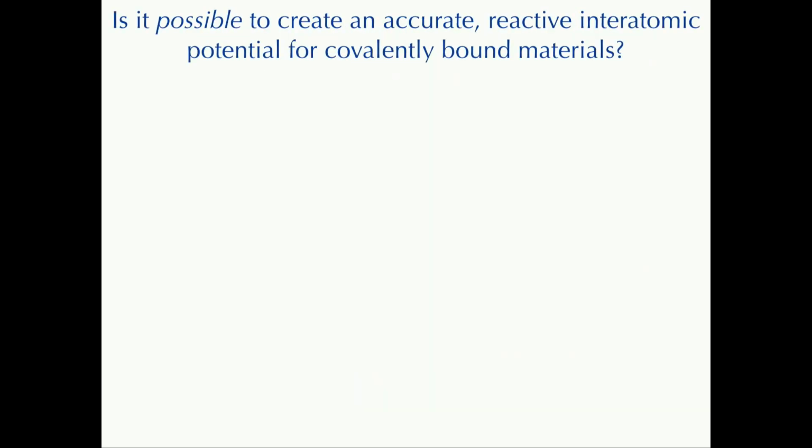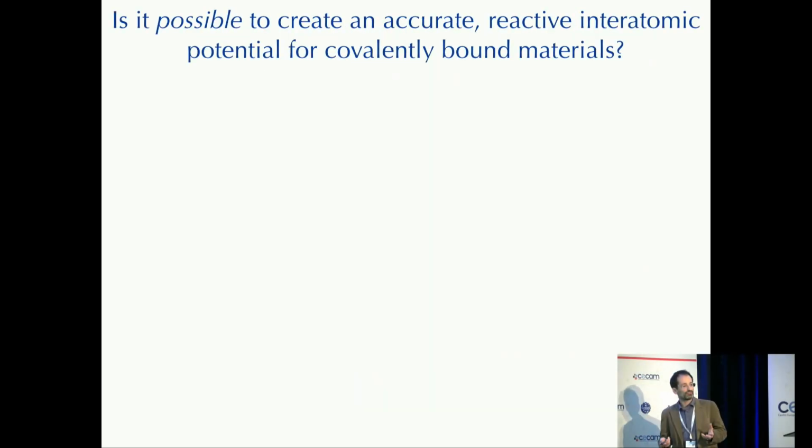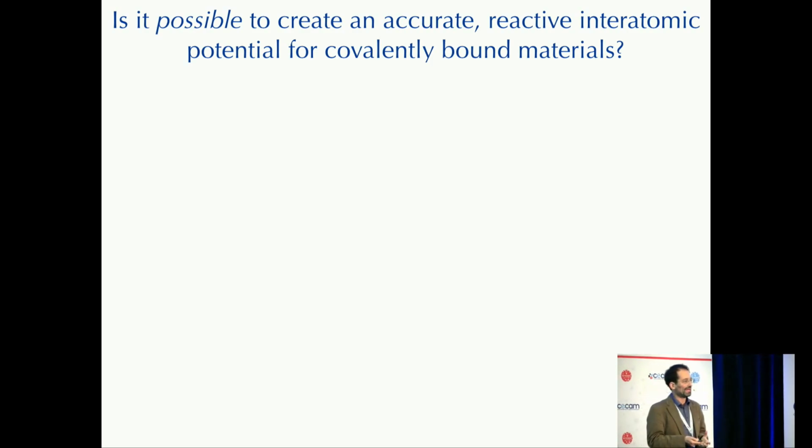So the first question we should ask is, is it possible to create an accurate reactive interatomic potential for covalently bound materials? And it would be nice if we could answer this question without trying very hard to make one. Like before we make one, we should try and ask whether quantum mechanics actually allows this.